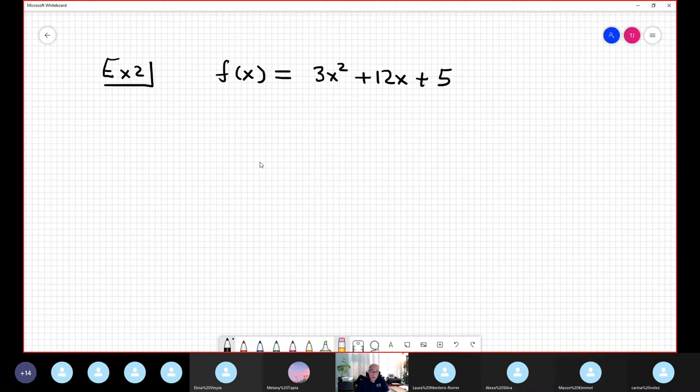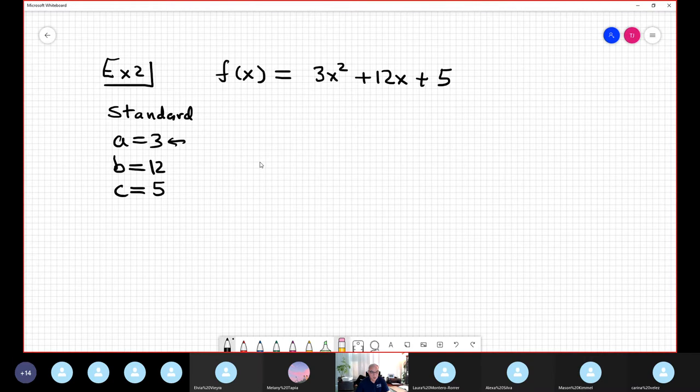Okay, wow, this is no vertex form like the example one. This is standard form. In standard form, I recognize that A is 3, B is 12, C is 5, similar to what we do when we solve a quadratic equation, but actually it's not a quadratic equation, it's a quadratic function. And the goal in this part is to do the graph, at least at this moment.